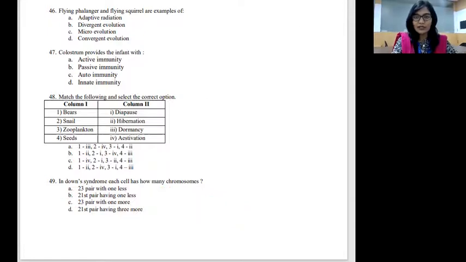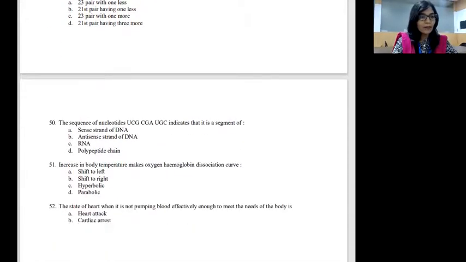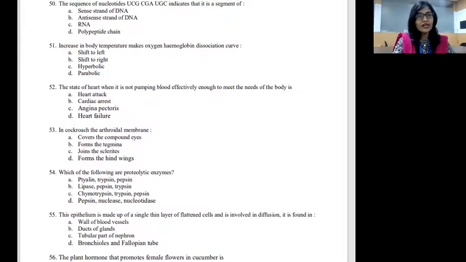Okay, let's proceed with the next question. The sequence of nucleotides is given. By seeing this, you can easily understand. UCG, CGA, and UGC are given. Usually, instead of thymine, if you see uracil, it's talking about RNA. So they asked where you will find this. You will find it only in RNA.